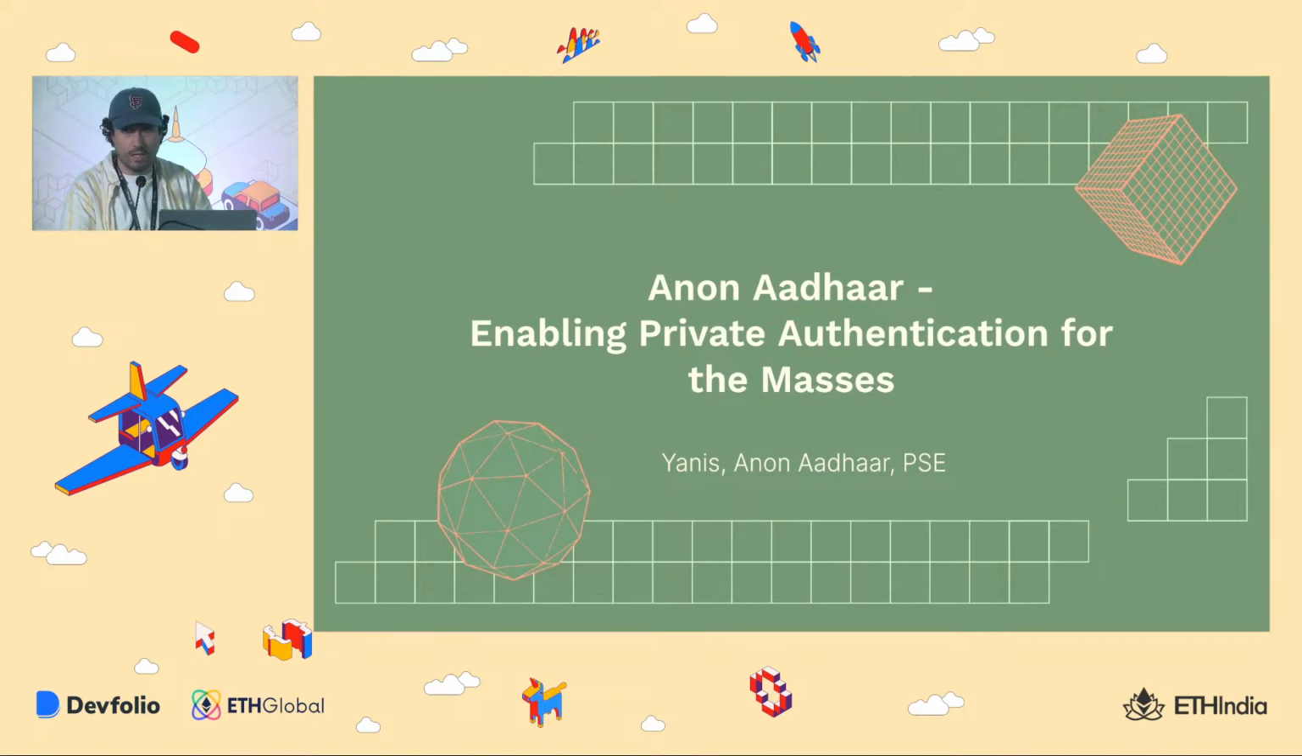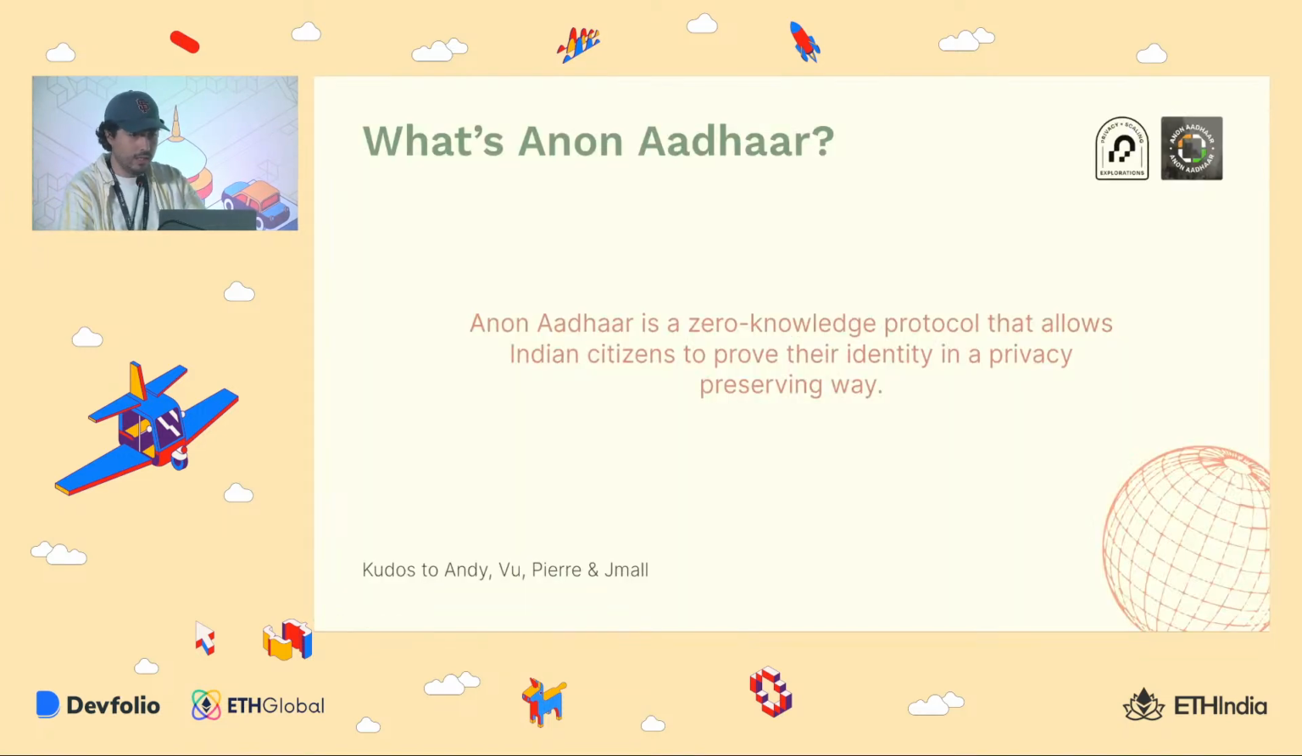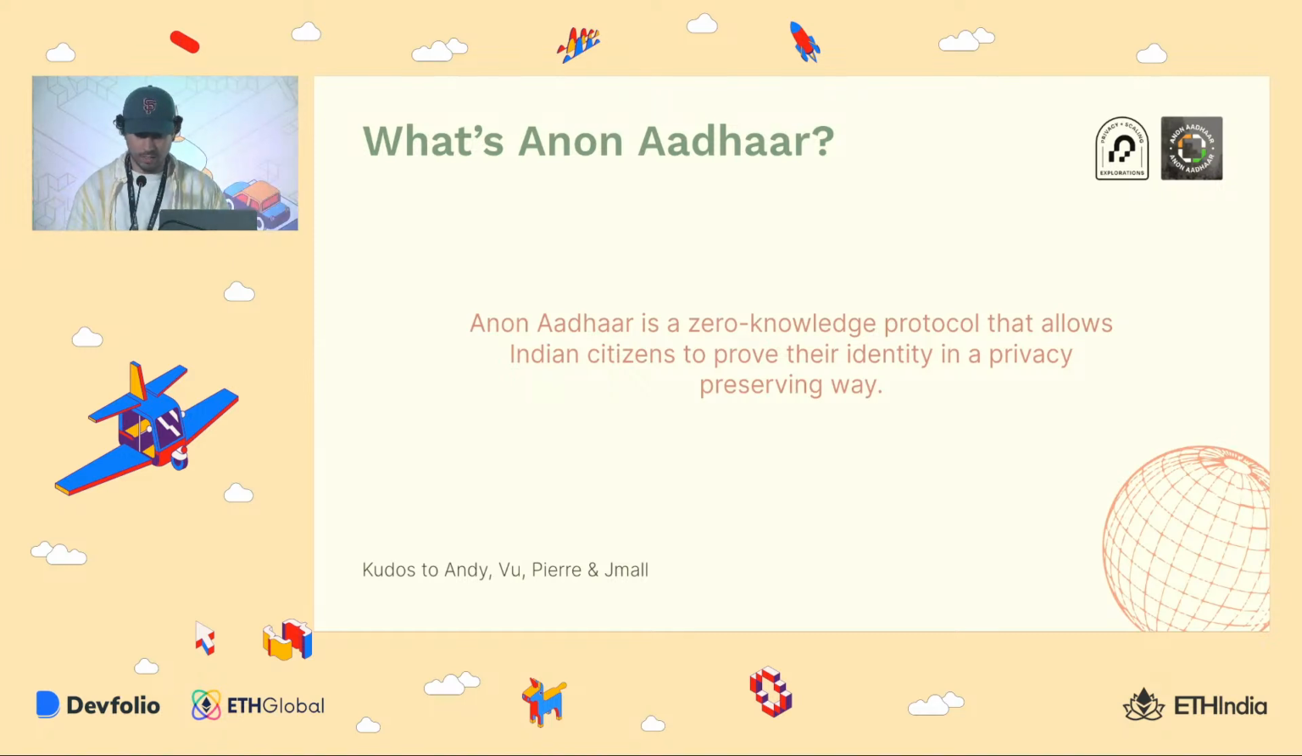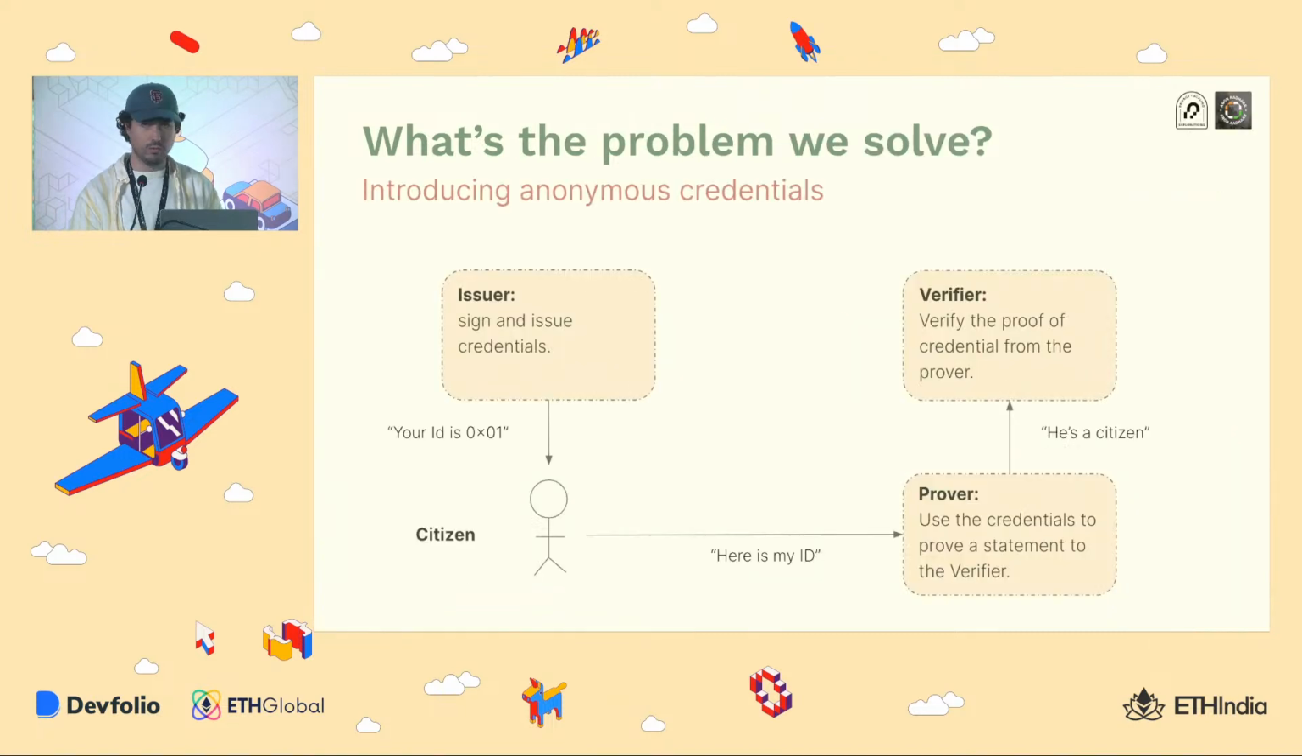I'm Yanis. I'm part of a team called PSE, which is under the umbrella of Ethereum Foundation, and we are working on a protocol called Anonadar. So what's Anonadar? Anonadar is a zero-knowledge protocol that allows any Indian citizens to prove their identity in a privacy-preserving way. I'm going to go into details about what problem we are solving.